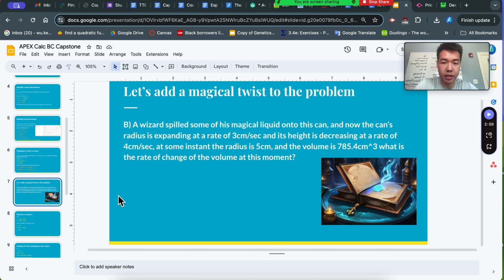Basically, a wizard spills some of his magical liquid onto this can, and now the can's radius is expanding at a rate of 3 centimeters per second, and its height is decreasing at a rate of 4 centimeters per second. At some instant, the radius is 5, and the volume is 785.4. What is the rate of change of the volume at this moment?